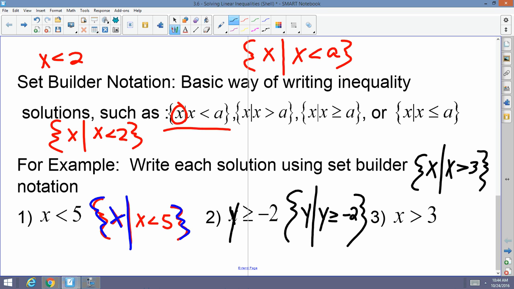So set builder, pretty simple. Again, you have all been doing this your whole life pretty much already, except they may not have actually encapsulated it for you in a proper set builder notation. But that's pretty simple, right? No questions on that. Okay.